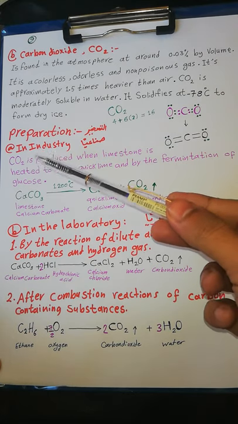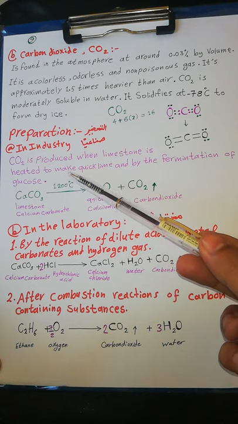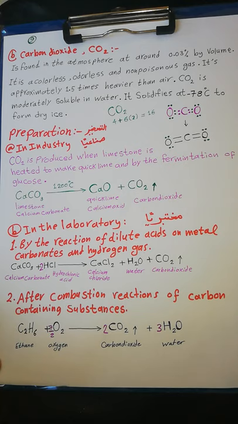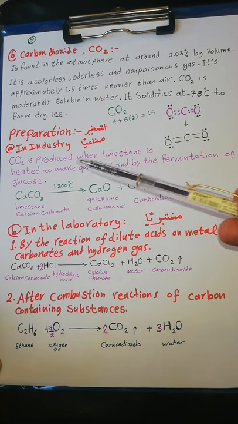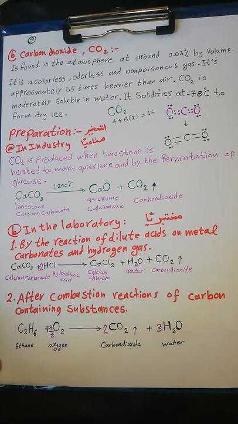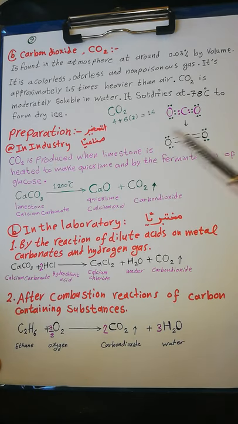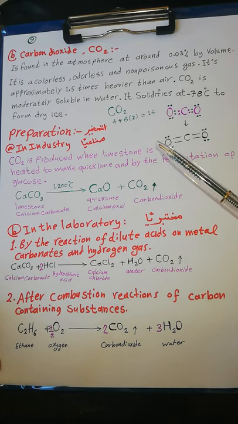In industry, carbon dioxide CO2 is produced when limestone is heated to make quick lime and by the fermentation of glucose. Limestone is the Jir stone, and when it is heated, carbon dioxide gas is produced. Glucose is a sugar, so when glucose ferments, carbon dioxide is also produced.